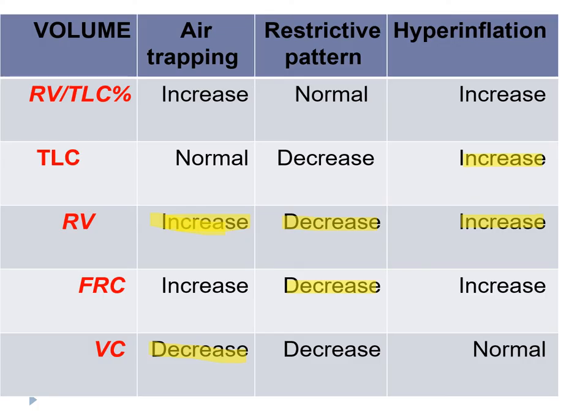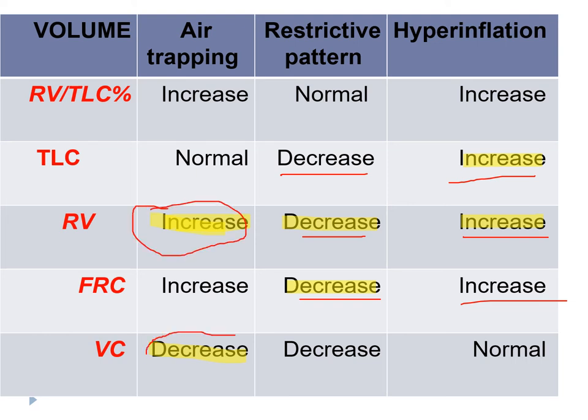So this is the same, which helps in the differentiation between air trapping, restrictive pattern and hyperinflation. Hyperinflation markers are FRC, which is increased, residual volume, which is increased, and total lung capacity, which is also increased in hyperinflation. Whereas in restrictive, total lung capacity is decreased, residual volume is also decreased, and FRC is also decreased. And in air trapping, residual volume is increased, and vital capacity is decreased.